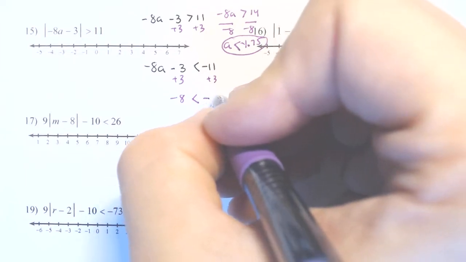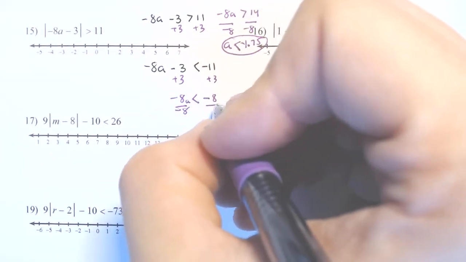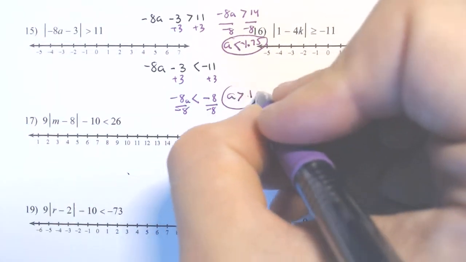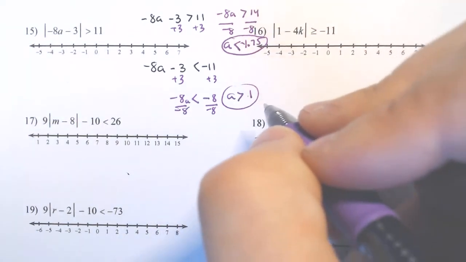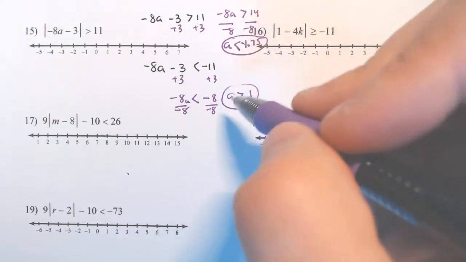-8a less than -8. Divide by -8. A would be greater than 1, because when you divide by a negative number, you flip your inequality symbol. We were dividing by -8 on both of them.